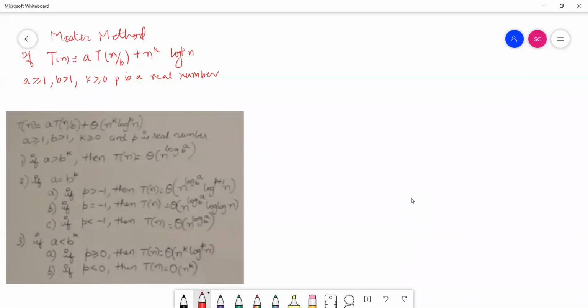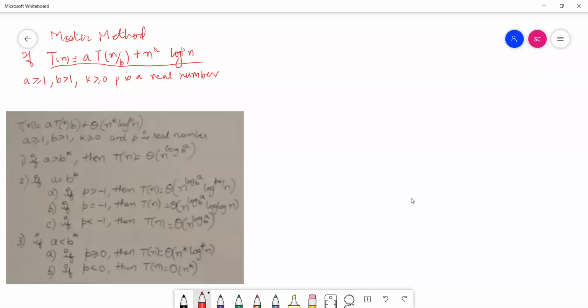So see, first of all, the master method we can only apply if your equation is like this. Otherwise, we can't apply. So if it is T(n) = a T(n/b) + n^k log^p n, it means that the equation is in this form where b is greater than 1, so b cannot be 1. k is greater than or equal to 0, it means k can be 0 also. And p is a real number, so p can be 0 also.